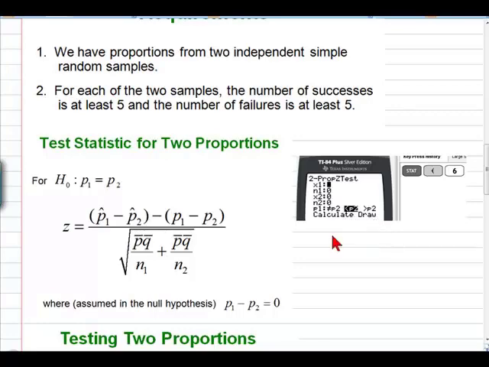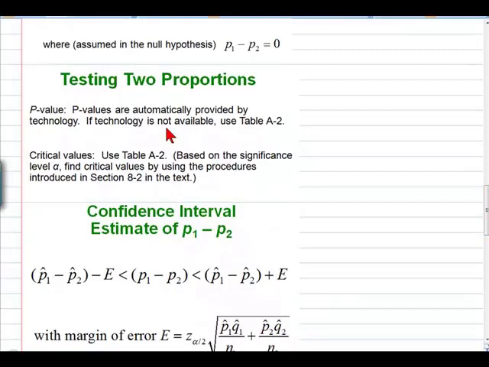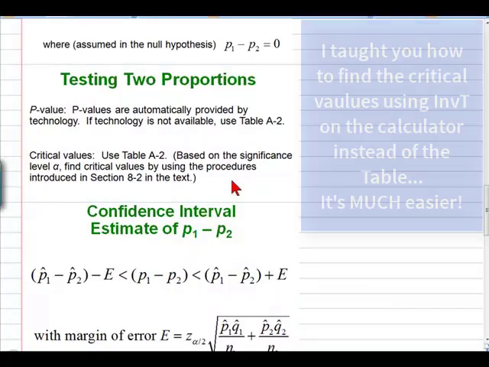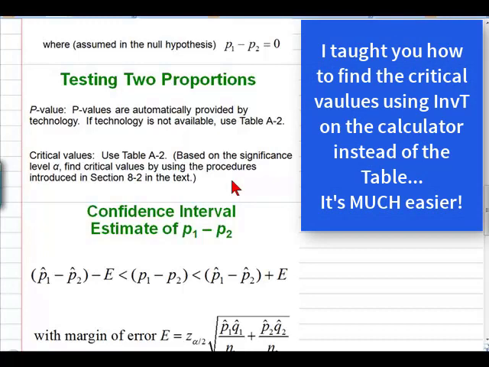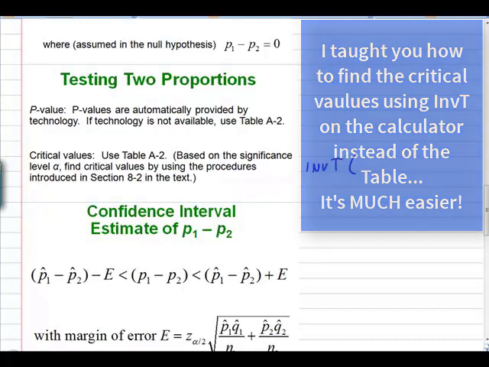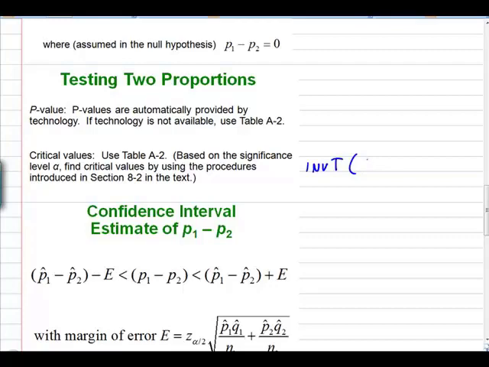But this is how we get to the test of hypothesis on the calculator. We hit Stat, go over to Tests, and then we go down to the two proportion z-test, and I think this is number 6. I'm not going to swear to it though. The p-values are automatically calculated by the calculator. We'll stick with that. And then the critical values, you can use a table to do it, or we can use the inverse t. And we're going to have to put in our alpha level and then our degrees of freedom.